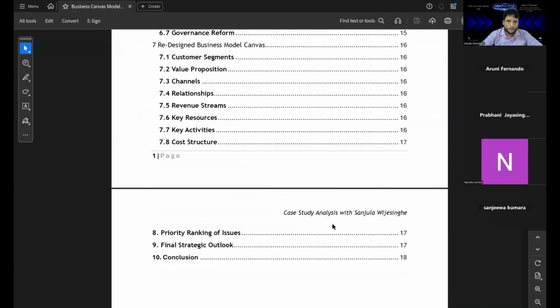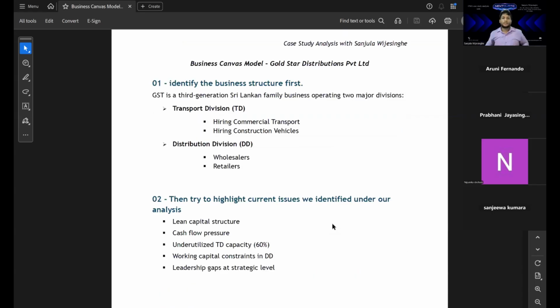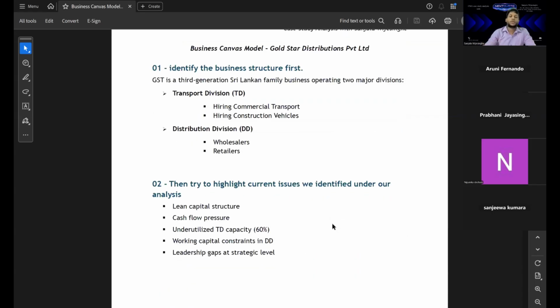I'm not going to waste your time. Within a very short period, I will complete this. Now, when it comes to the business canvas model, what you need to do first is identify the business structure. That is a basic requirement.